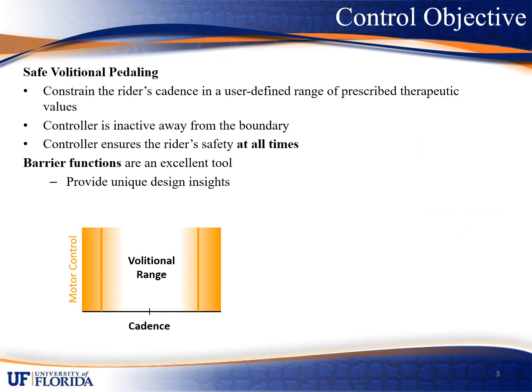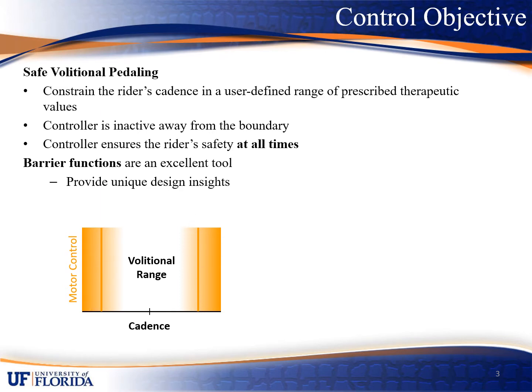Motivated to develop a controller that encourages volitional effort from the rider, we define the control objective as follows. The electric motor, rather than regulating the cadence to some set point, will be responsible for constraining the cadence within a user-defined range of values. For example, 40 to 50 RPM, which would be denoted by the orange lines in this figure.